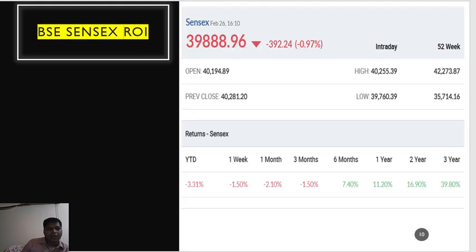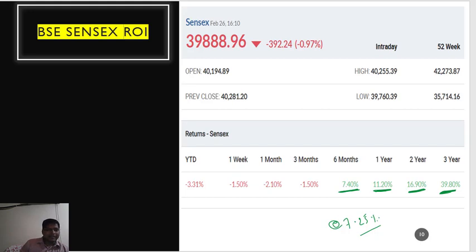So now how much return do we get in the last 3 years? From the Sensex data, you can see in 6 months we get a return of about 7.4%. In 1 year about 11.20%. 2 years 16.90%, not bad. Even fixed deposits give only 6.5 or 8%, and 3 years near about approximately 40%. If we invest in a fixed deposit, we get only near about 24 or 25% in 3 years at the 7.25% FD rate.